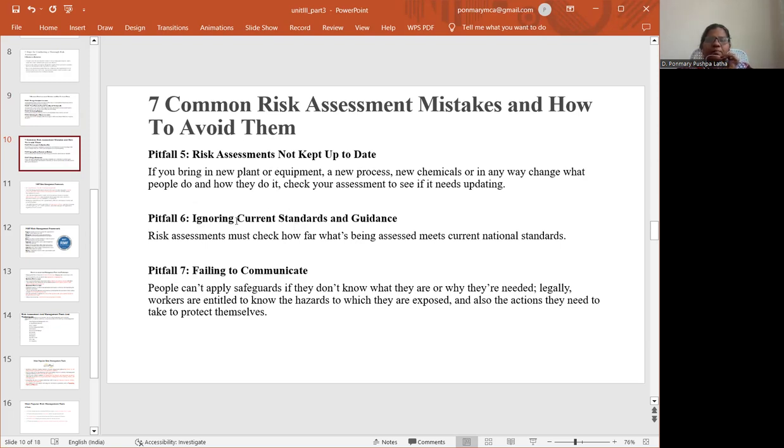So the sixth mistake is ignoring the current standard and guidance. What is expected? What is the current standard which we are expecting? That we are just ignoring. The last one is failing to communicate. So most of the time, we are not communicating with the people properly. So these are all the 7 common mistakes.